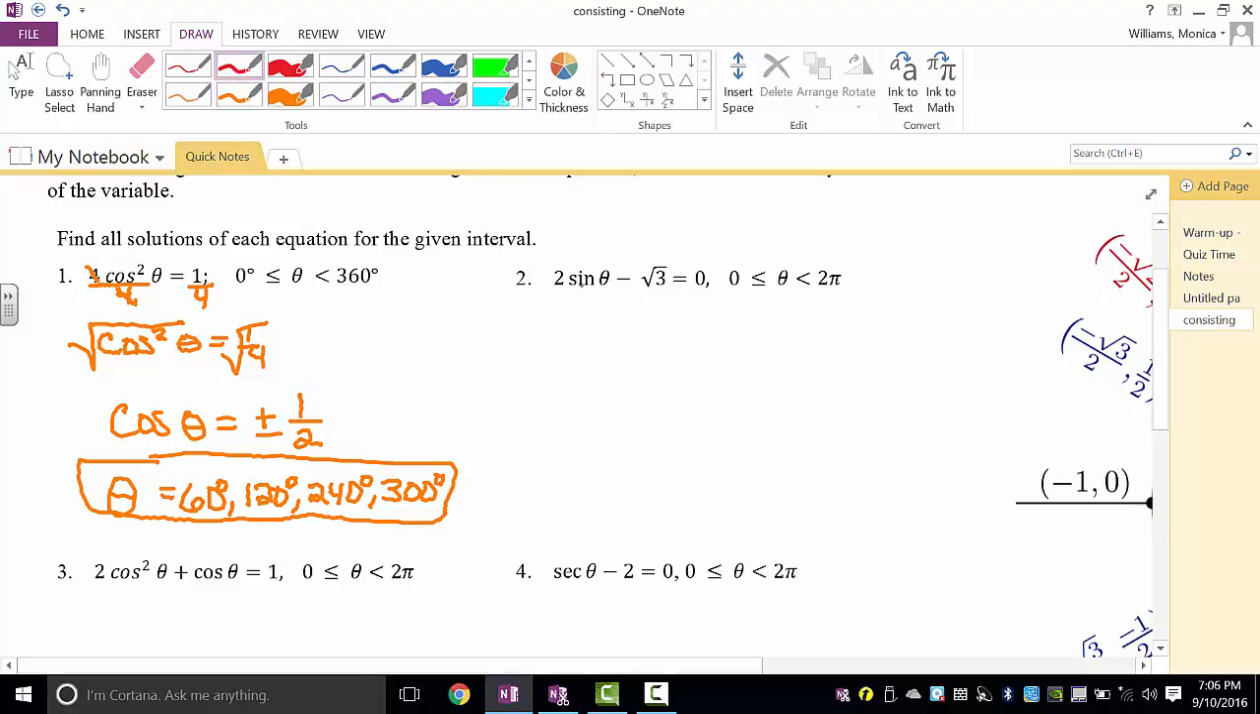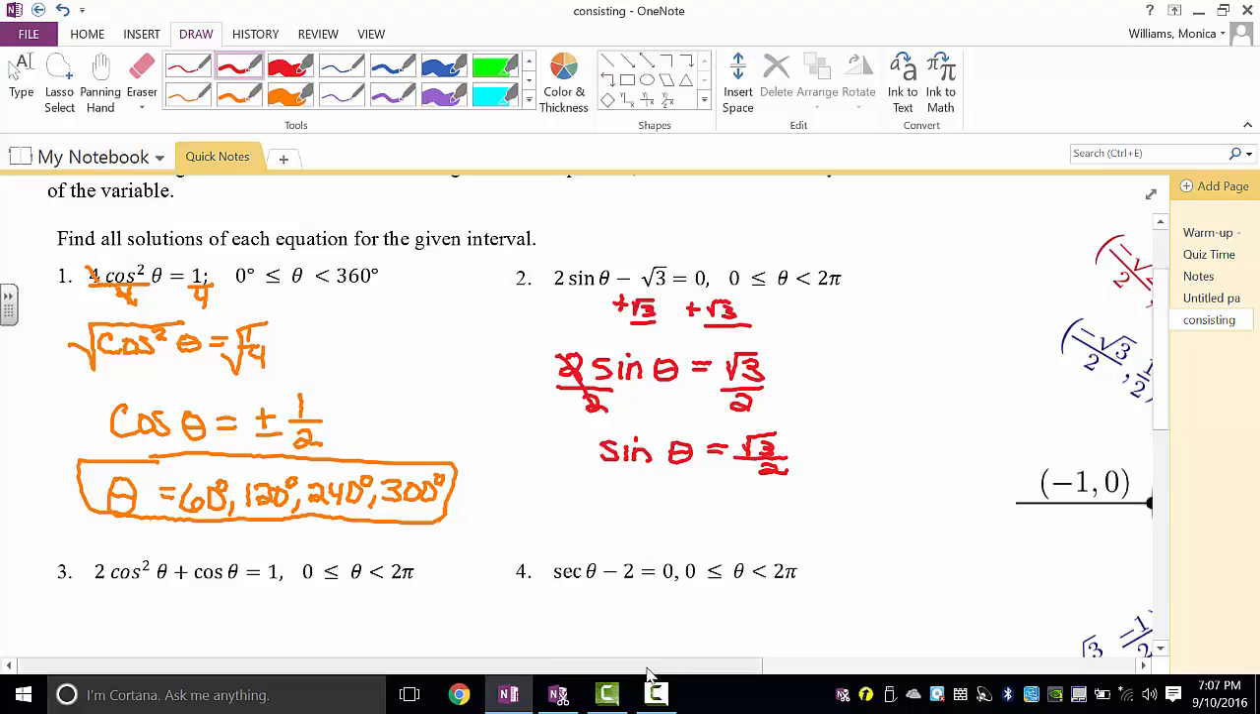Alright, again, we want to isolate the sine theta. So we're going to solve the equation for sine theta by first adding radical 3 to both sides of the equation. To continue to solve for sine theta, we're going to divide by 2. So we have sine theta equals radical 3 over 2.